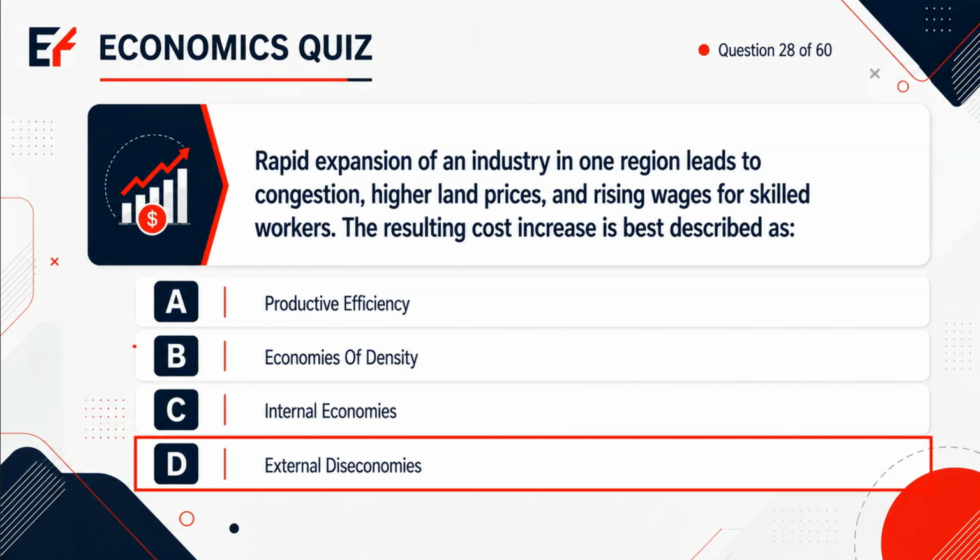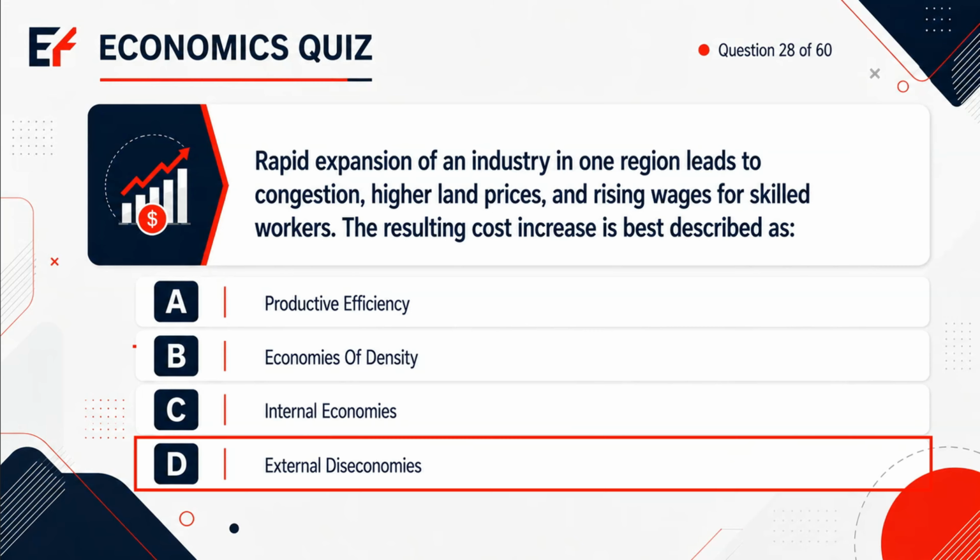External diseconomies occur when the growth of an industry or region raises costs for firms operating there. In this case, congestion, more expensive land, and stronger competition for skilled workers increase business costs across the area. Therefore, the cost increase comes from the wider industry environment rather than from one firm's internal decisions.